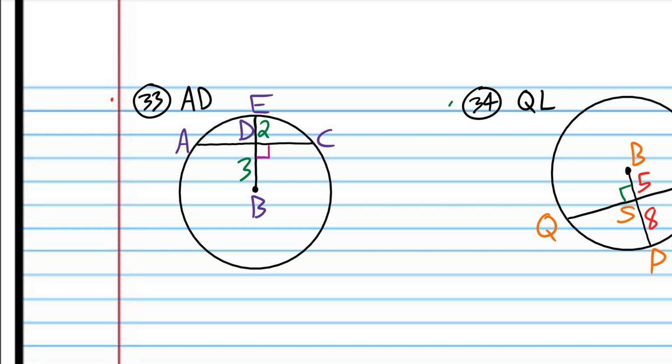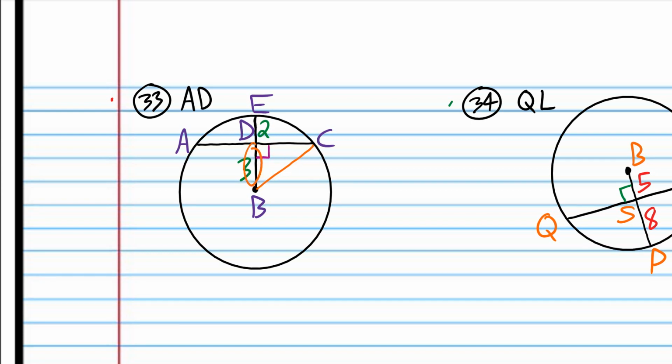Well, we're going to do a little trick. What we're going to do is extend a radius from the center all the way to a point on the circle. Now, here's the key. This is a radius, just like we just said, right? But this is a radius also.